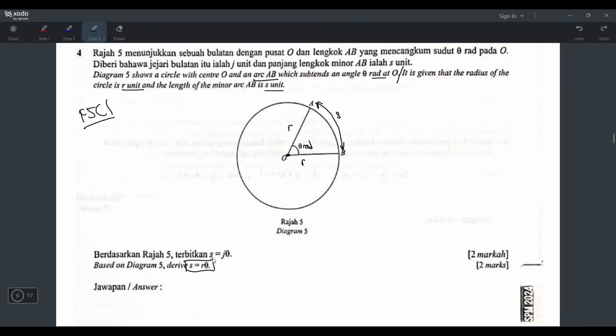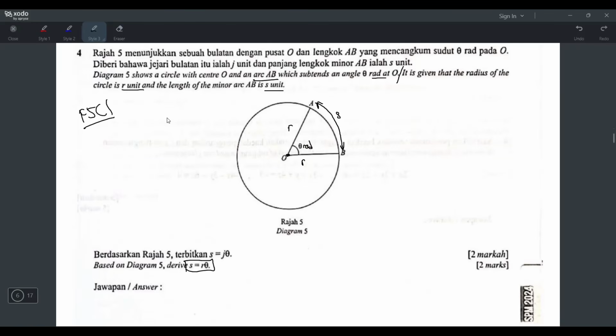This formula is one of the formulas we learn in Form 5 chapter 1. Actually this is the first formula we learn in Form 5 chapter 1, the arc formula, S equals R theta. But we are not trying to use the formula now. We are trying to prove the formula. So we are trying to show the working, how the formula comes about. So how do you prove that?